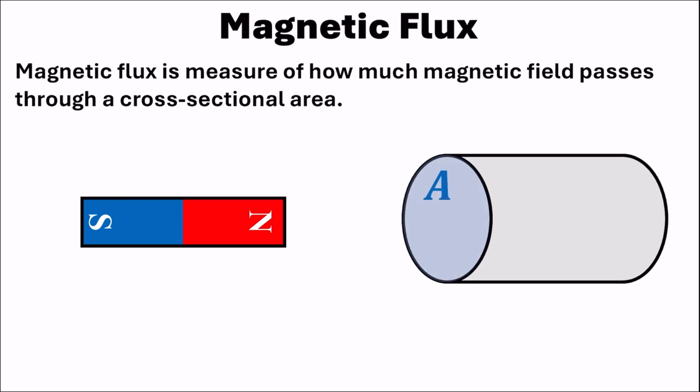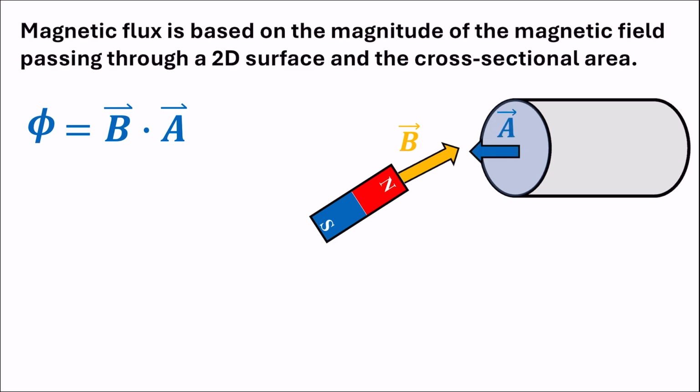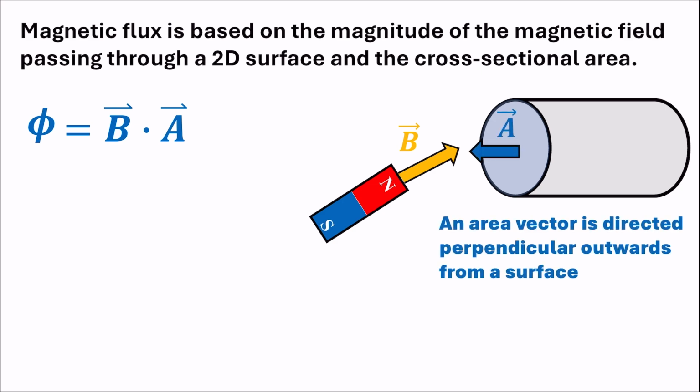So for magnetic flux, it's going to measure how much magnetic field is passing through a given 2D cross-sectional area. The quantity of magnetic flux is based on three things: the field strength, how big the area is, and the angle between those two vectors. It's represented by the Greek letter phi, and it's defined as the scalar product or dot product of two vectors. One is the magnetic field vector, and the other one is something you don't normally think of as a vector, but area. So an area vector is a vector that directs perpendicularly outwards from a 2D surface.